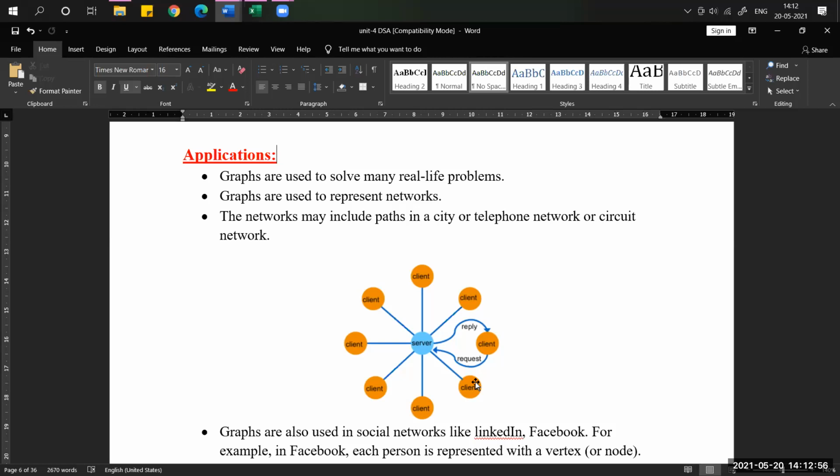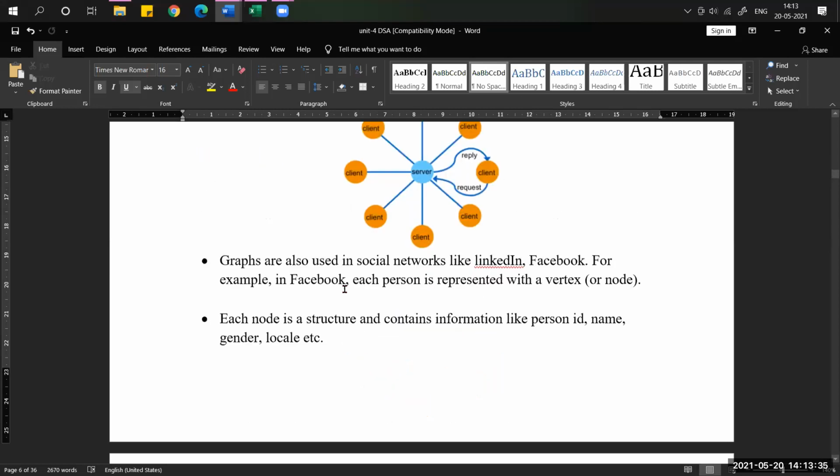The network may include not only clients and servers, it may be a telephonic network or a circuit network. What is a telephone network? For example, if you take one person, what is his phone number, where is his address? The details that belong to that person are nothing but a network. That data, that information, will be represented in the form of a graph only.